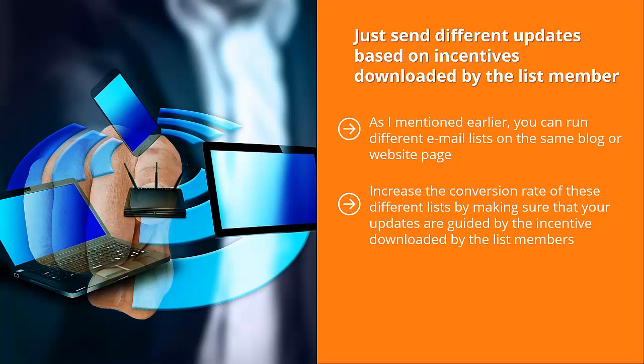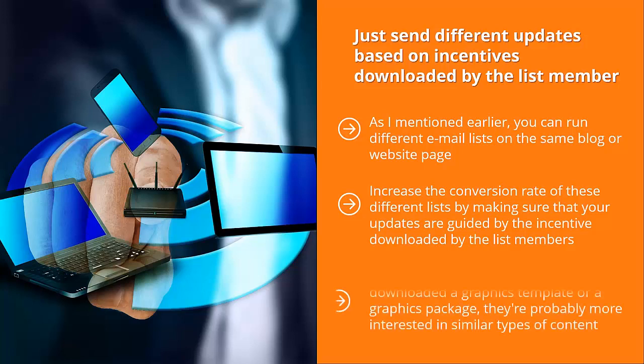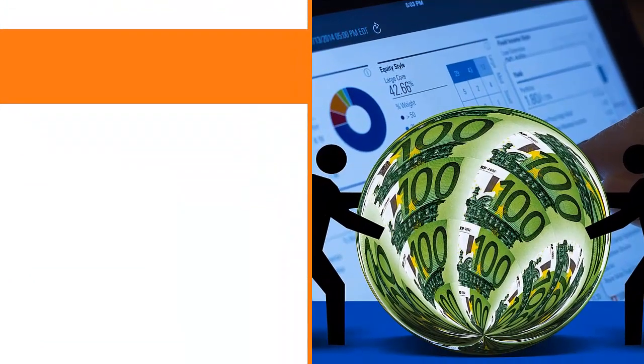by the list members. For example, if the list member downloaded a video, chances are quite good that this person probably would want to watch other videos. On the other hand, if this person downloaded a graphics template or a graphics package, they're probably more interested in similar types of content. Make sure that your updates speak to these different incentive preferences so you can maximize your sales conversions.